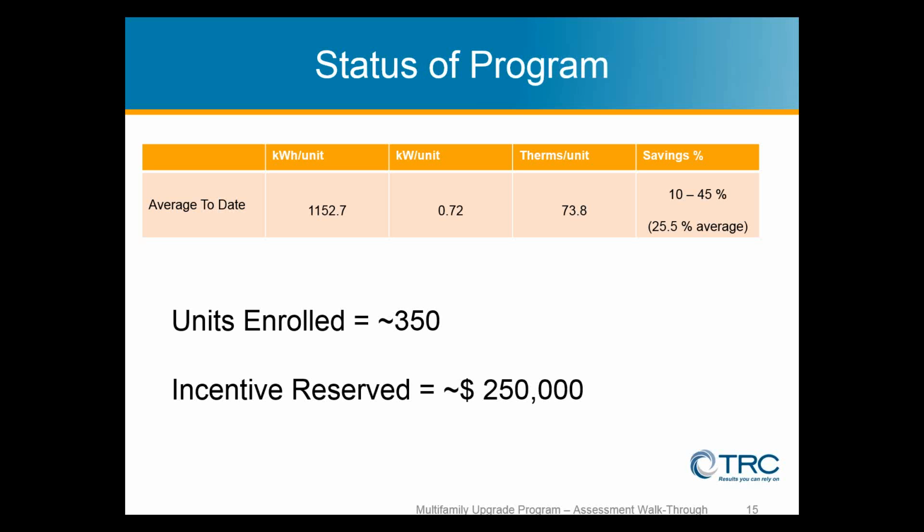So far, the range of projects that we've had submitted covers almost our entire incentive scale. We've had relatively small scope projects come in at 10%, and a couple of very high performing projects coming in at 45%, and another one I think at 43%. But our average, shown there on the screen, is about 26%. So far we've enrolled 350 units and we've reserved approximately $250,000.